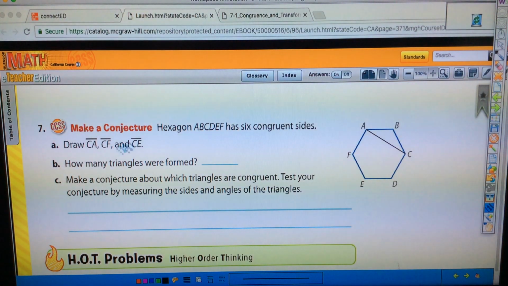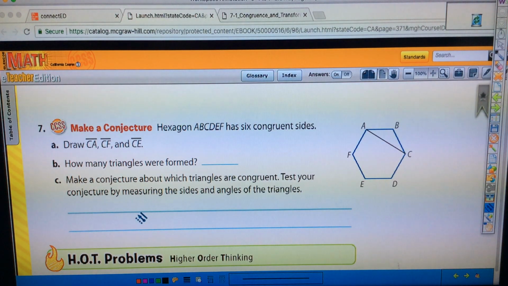Once you have all of those lines drawn, they're going to ask you some follow-up questions. How many triangles were formed? So basically, how many triangles do you end up with? Go ahead and count them. And then for part C, make a conjecture about which triangles are congruent. Test your conjecture by measuring the side lengths and angles of the triangles. So spoiler alert, you're going to end up with 2 different types of triangles here. It's your job to figure out which 2 correspond with each other.